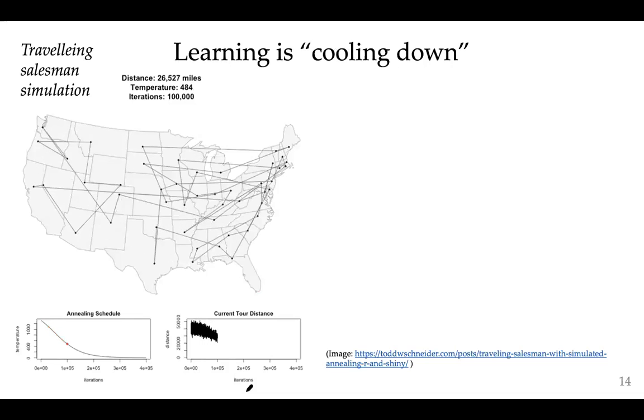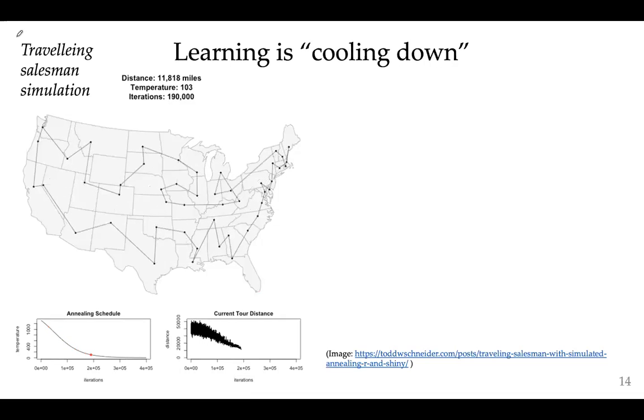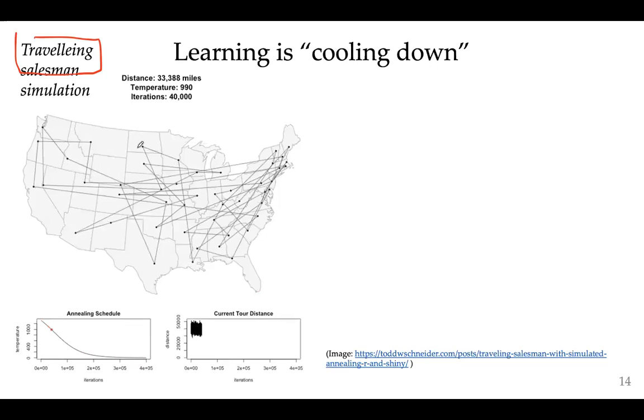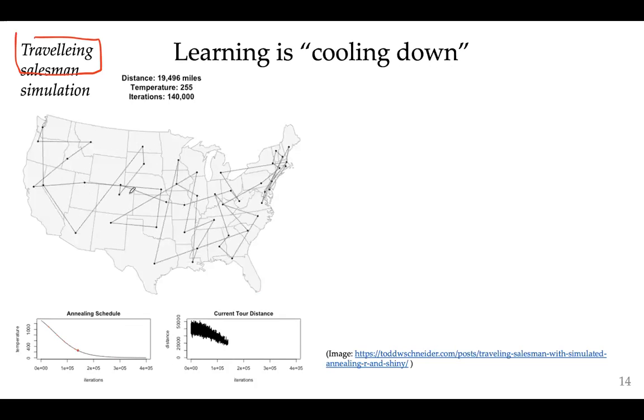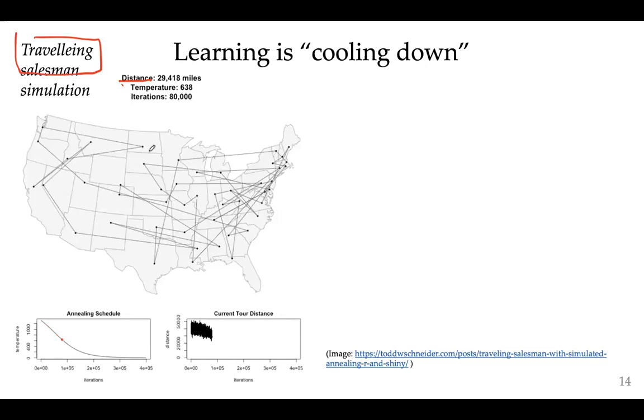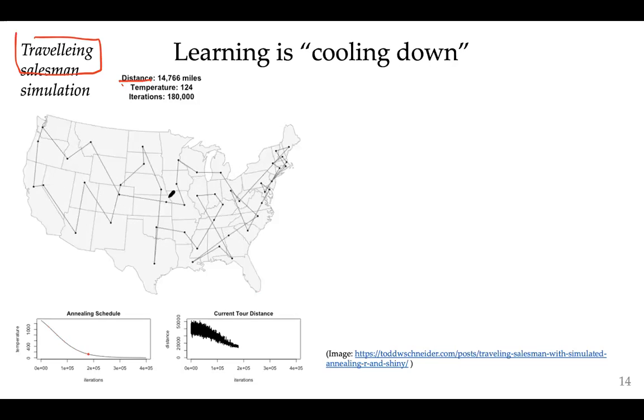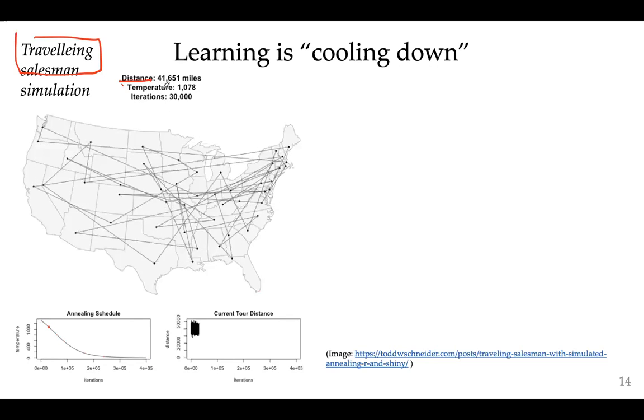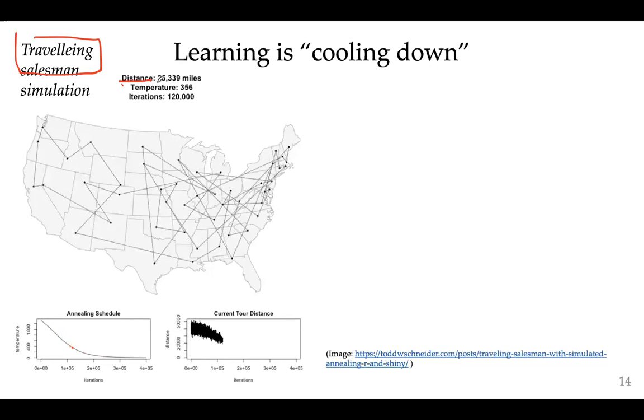Okay, let's move to the famous problem, the traveling salesman problem. So here's a simulation. The problem is there is a salesman that has to go to several cities in the country, and the question is, what is the minimum total distance that he can travel while visiting all the cities? So the loss function, or the objective function here, is the total distance.